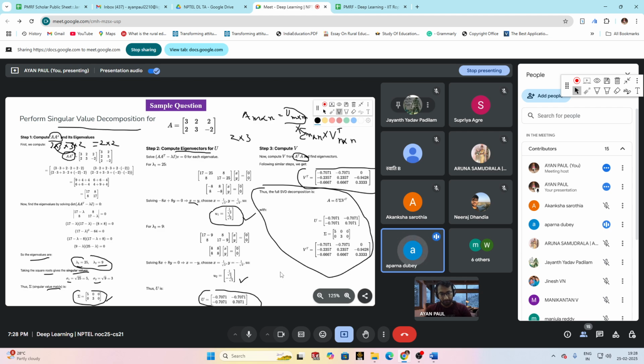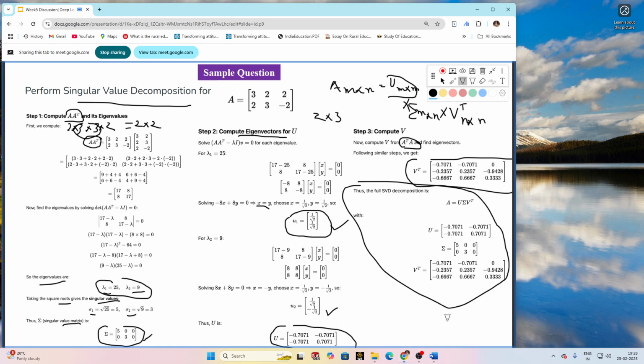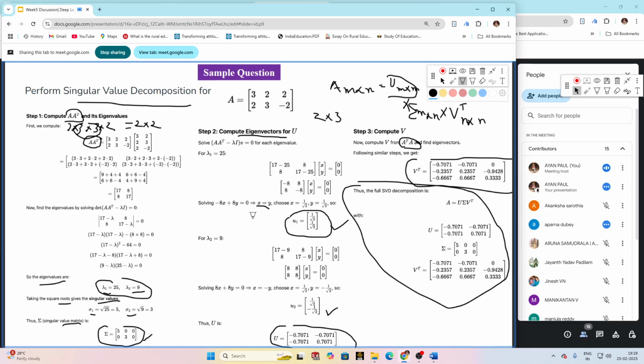Sir, why x equal 1 upon under root 2 and y equal 1 upon under root 2? Why do we choose this value? It would be convenient if we chose x equals 1 and y equals 1, but in SVD we always choose our eigenvectors to be unit vectors. That is why, to convert this eigenvector into a unit vector, we have used this root 2 here. You can write your u1 as 1 1, but you have to convert this into a unit vector.